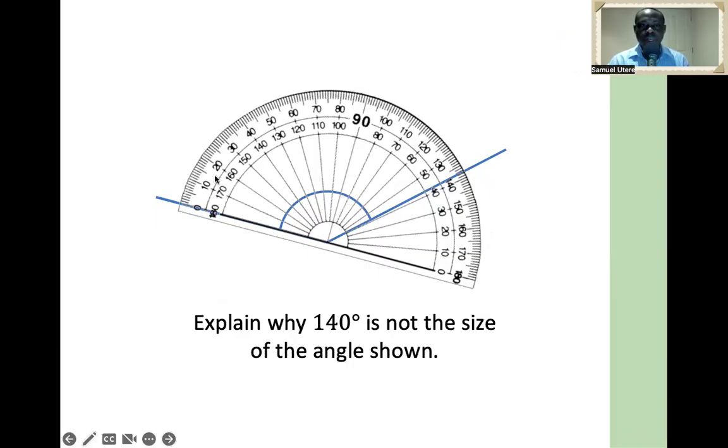So we can see that the zero of the outside scale lines up with one of the line segments of the angle we want to measure. And we can simply just read the outside scale to the other line, which lines up with the angle we want to measure on the protractor. And that gives us 138 degrees.